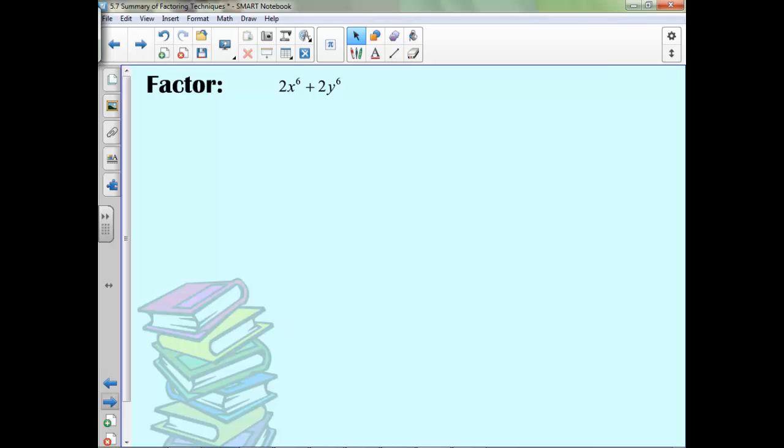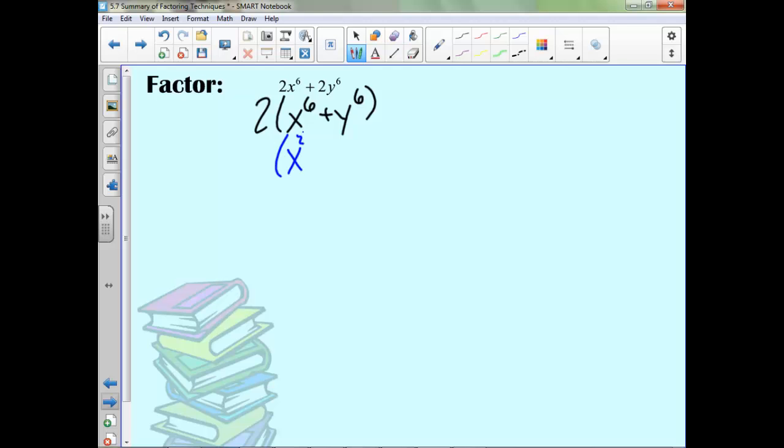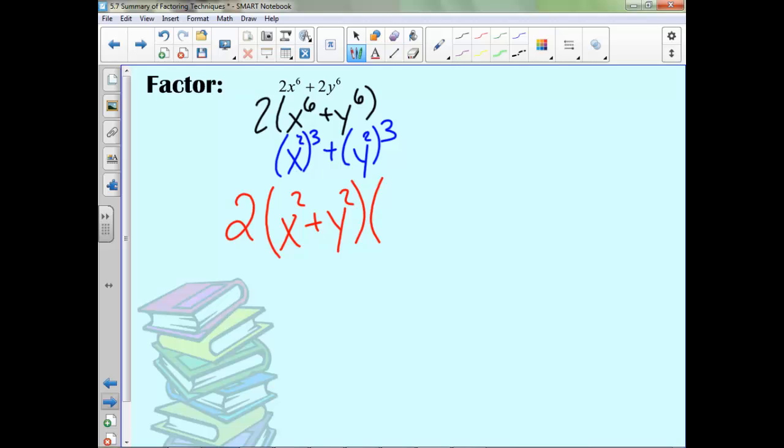On this one, notice we have a common factor of 2. Also notice, since it's addition, and these are to the 6th power, we can rewrite this as x squared cubed plus y squared cubed. Now notice it is a sum of cubes. So we'll still have our 2 up front, but we can use our sum of cubes formula. And our x squared squared will give us x to the 4th. And then we'll have it plus x squared y squared plus y to the 4th.